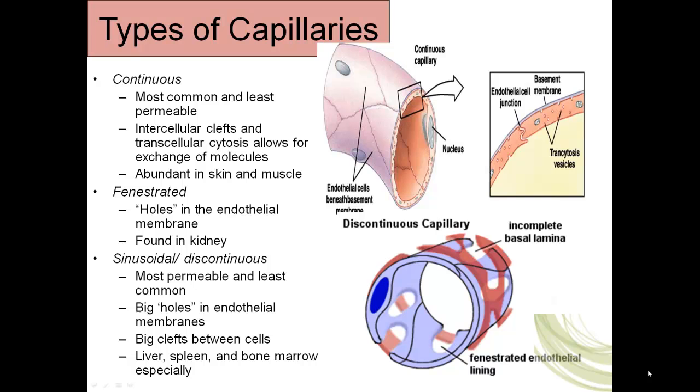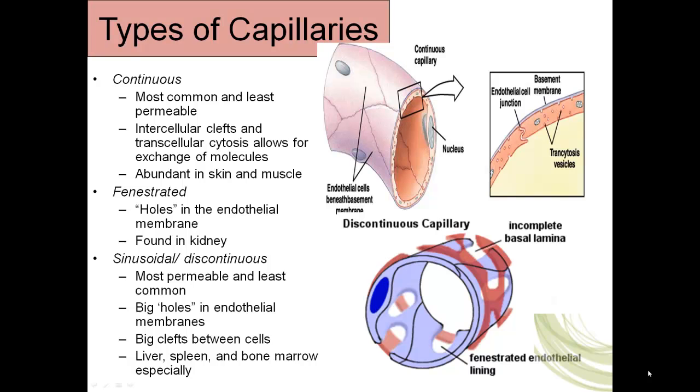There are 3 main types: continuous, which is the most abundant type, but it's least permeable of all 3. Then there's fenestrated, and for our class, we're going to focus on fenestrated capillary beds in the kidney. That's not the only place you find them, but it's a great place to focus our attention. Then the most permeable but least common are the sinusoidal or discontinuous capillary beds.